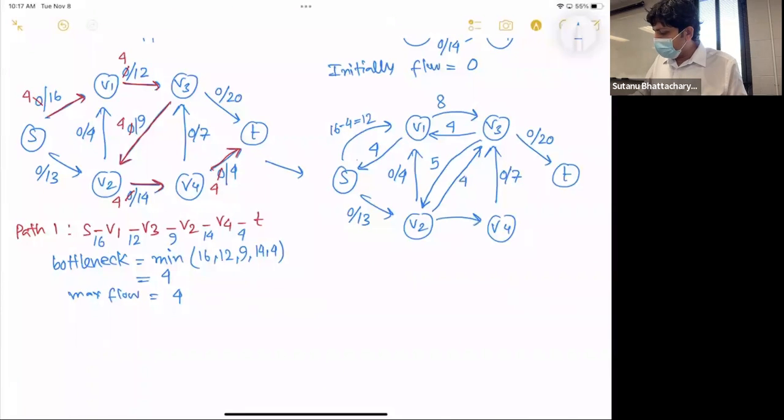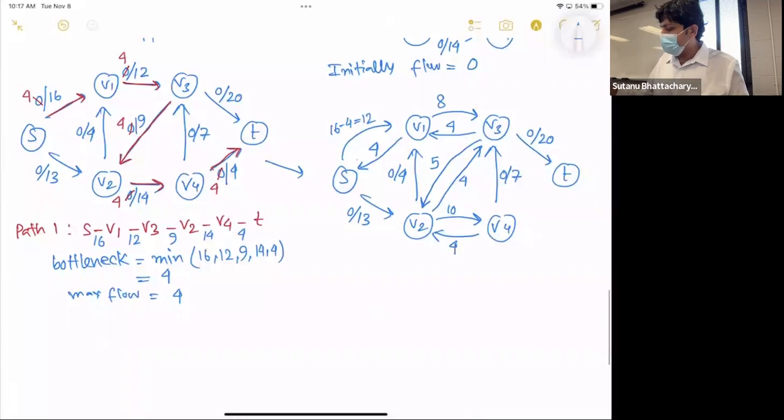10. 14 minus 4, that is 10. Forward edge means remaining capacity. Just take it as a note. Forward edge means remaining capacity, and back edge is the amount that you are currently using, means your flow, actual flow. Now, what is the back edge from V2 to V4?